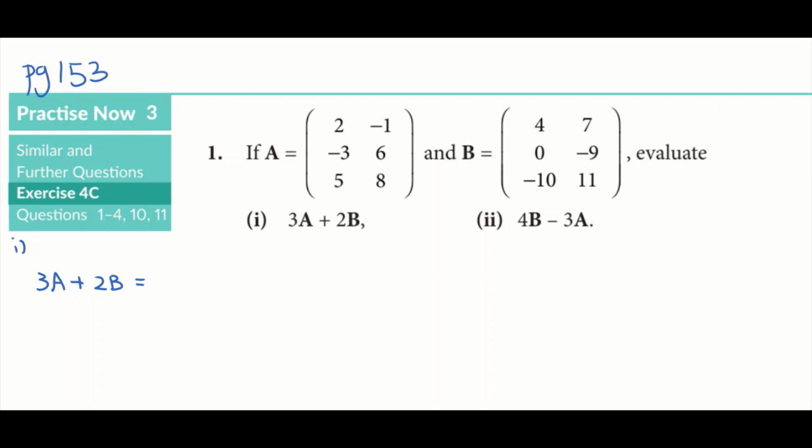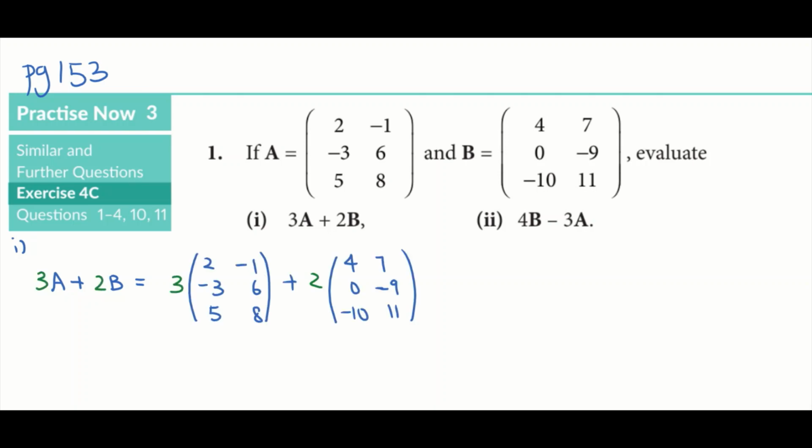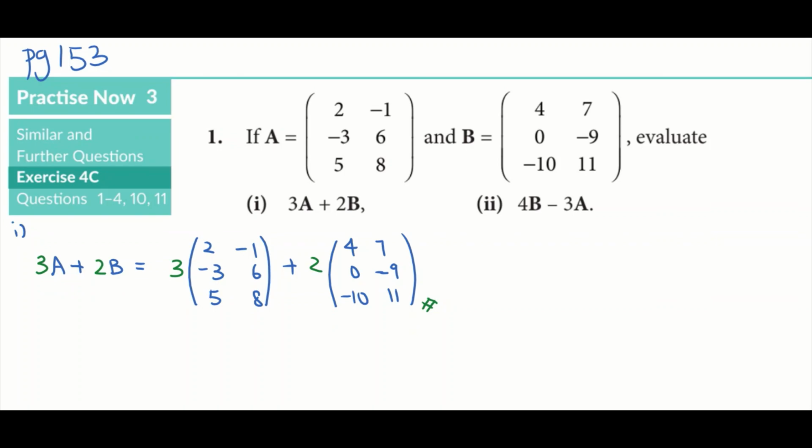So first part, 3A plus 2B, I'll be very careful to put what is my A and what is my B. I have carefully transferred my answer for matrix A and matrix B, and I'll first write it in this format. What you have to do next is to simplify each term by using scalar multiplication. So if I put a 3 and a 2 in front of A and B respectively, then I'll be multiplying every element in A by 3 and then multiplying every element in B by 2.